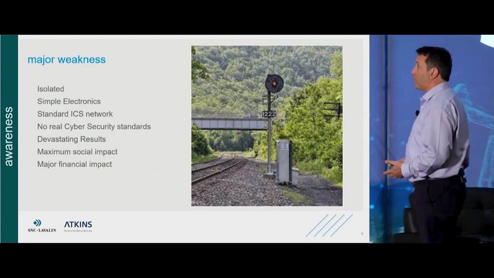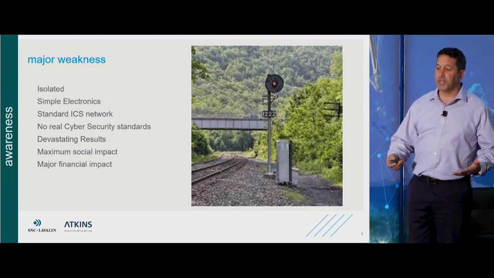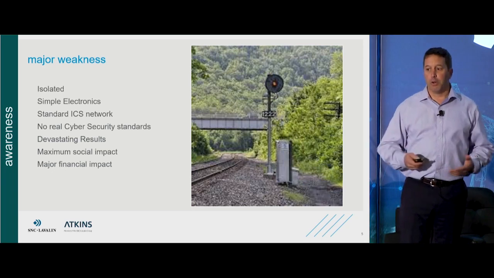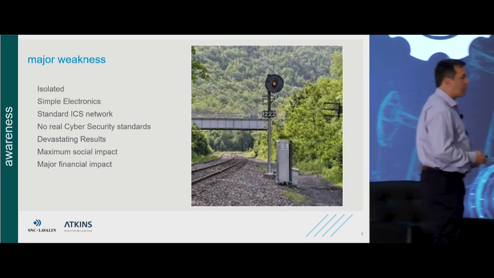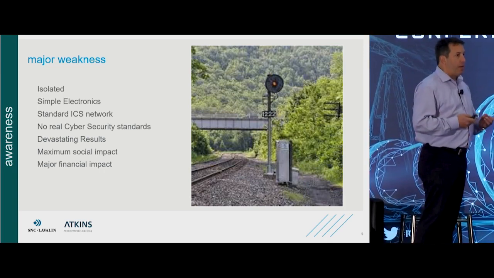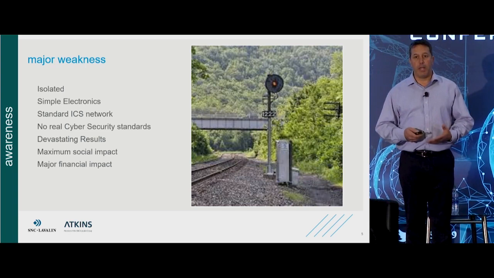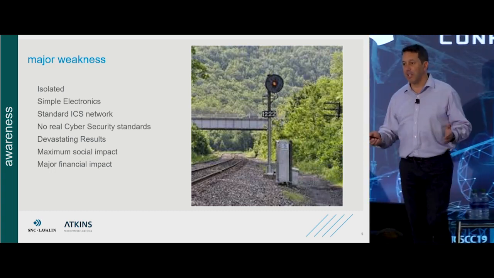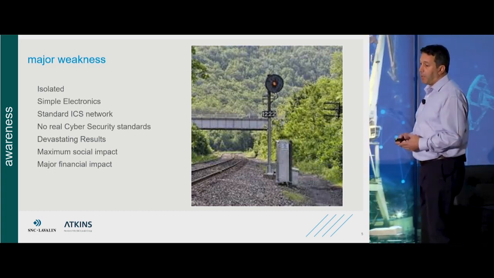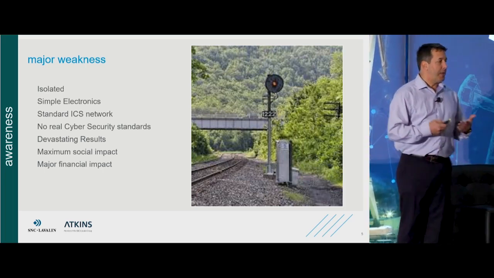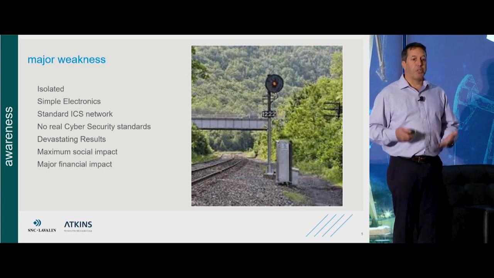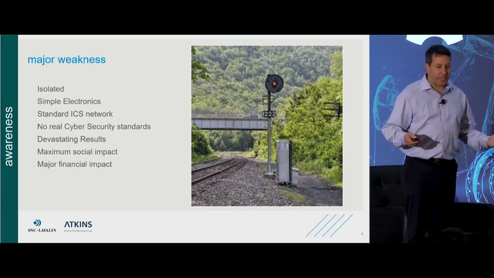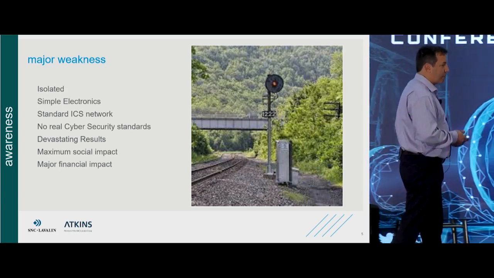So let's talk about some of the major weaknesses of a train system. First of all, it is an ICS system spread over hundreds of miles, so many of the components are isolated between each other. They use simple electronics, so a train company is rather slow in going towards new technologies. Because it works, we're just going to leave it this way. We're not going to change it. And they're very slow at accepting standards. But in essence, it is a standard ICS network. There is no real cybersecurity standards associated to this national critical infrastructure, believe it or not. So we are relying on existing standards, and there are some flaws. I will highlight that in a few seconds as well.